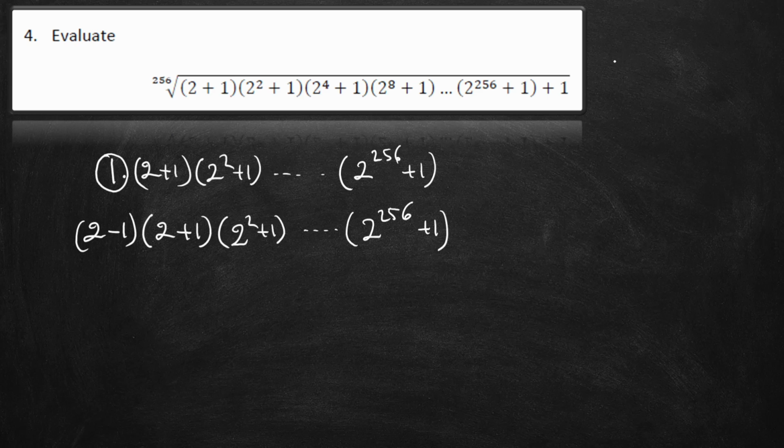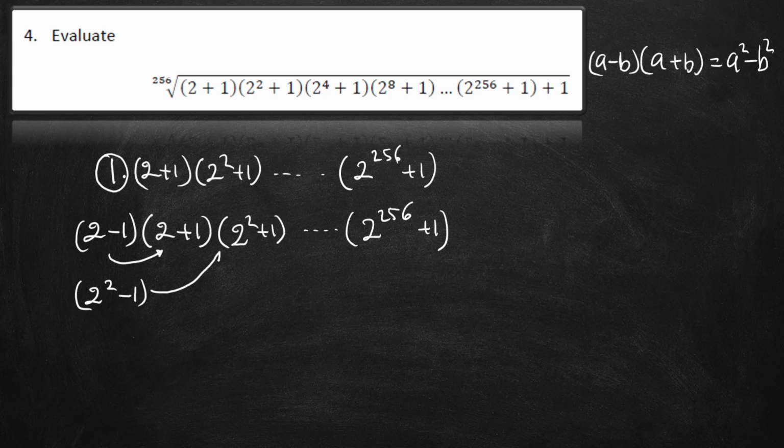Because remember that we have this expansion: a minus b times a plus b, the result is a squared minus b squared, right? So same thing with this one. If we multiply these two, we will get 2 power of 2 minus 1 power of 2, or I just simply put it as minus 1. And then this will become like telescopic. And then I will operate 2 power of 2 minus 1 with 2 power of 2 plus 1.